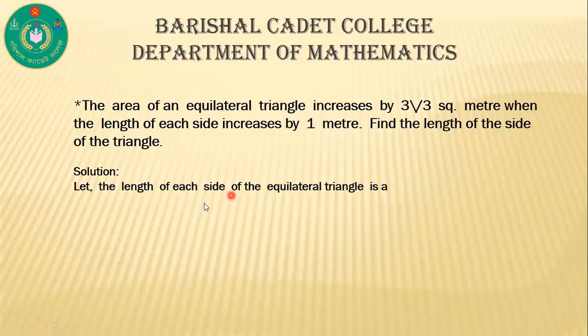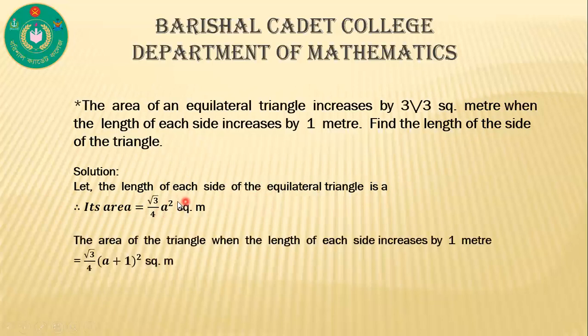Let the length of each side of equilateral triangle is a. Therefore, its area is root 3 by 4 a square. You know, area of the equilateral triangle is root 3 by 4 a square. Now, another condition. Here given that the length of each side increases by 1 meter. That's why we can write the area of the triangle when the length of each side increases by 1 meter, then the area of the triangle is equal to root 3 by 4 into a plus 1 whole square.